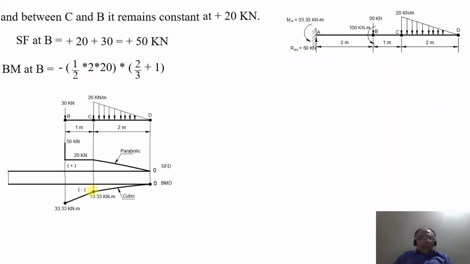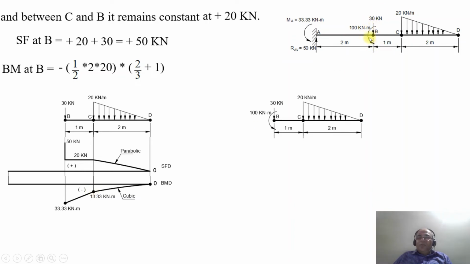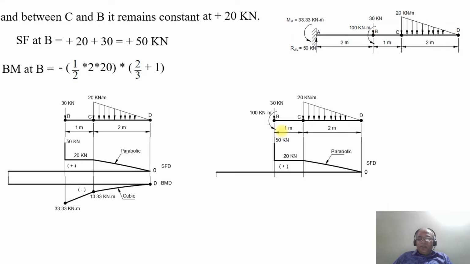Now we are going to consider the couple. The counterclockwise couple is also acting at this point B. So now we are considering the counterclockwise couple of 100 kilonewton meter. For the shear force, we are not considering the moment, the counterclockwise couple, therefore the SFD is going to remain the same. So what happens to the bending moment diagram? In the bending moment diagram, you are going to have minus half into 2 into 20 into 2 by 3 plus 1.